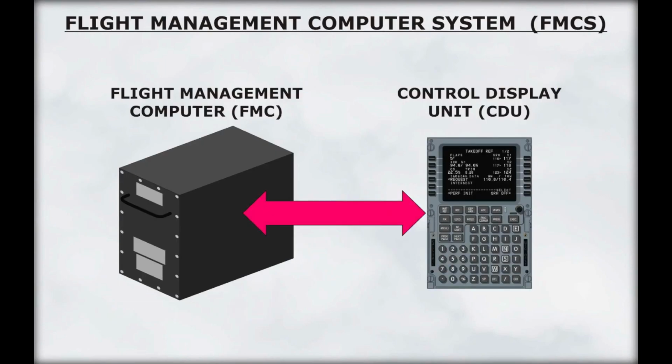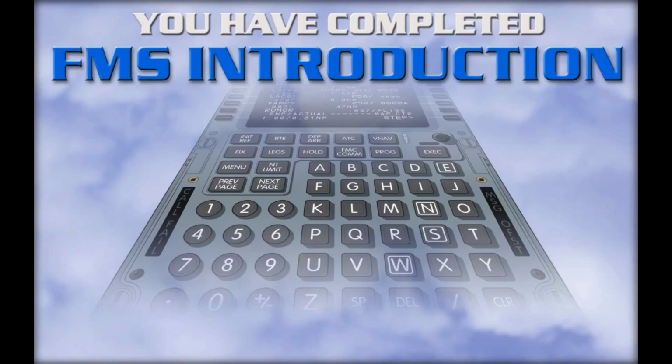The crew interacts with the FMS using the CDU. The CDU is used to display FMC internal information and allows the pilots to enter parameters used to define the flight profile. This concludes the discussion on the flight management system.